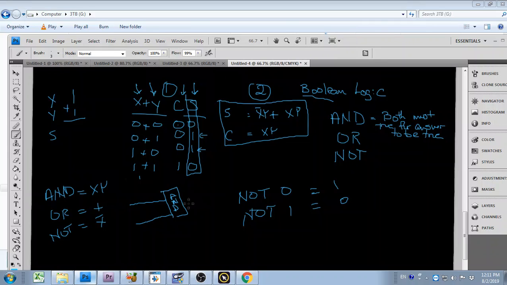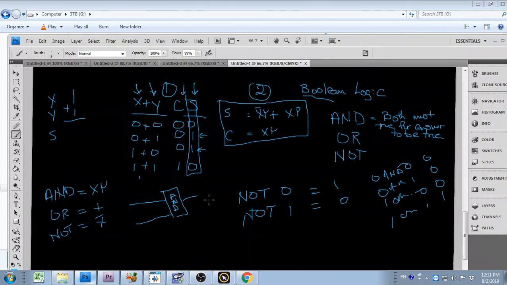AND. The answer, or what comes out, remember, we have our, and I hope you wrote this down in your notes: 0 and 0, 0 and 1, 1 and 0, and 1 and 1. Do you remember the answer to those? 0, 0, 0, 1. That was about 5 or 10 minutes ago.